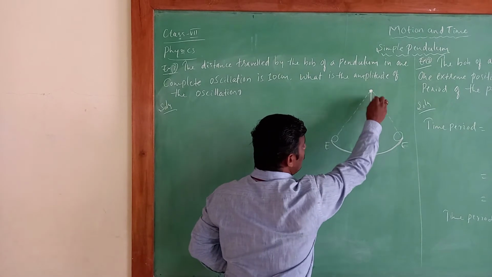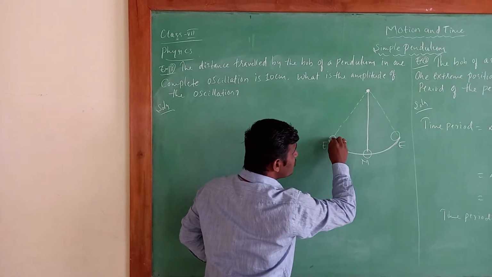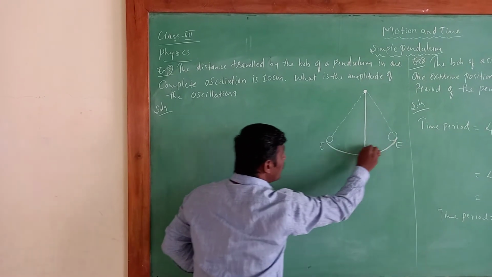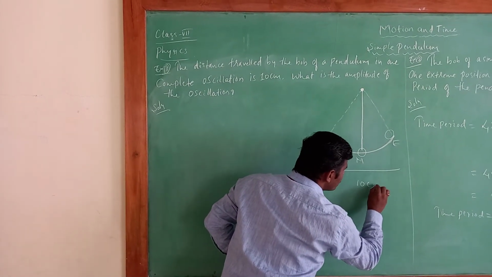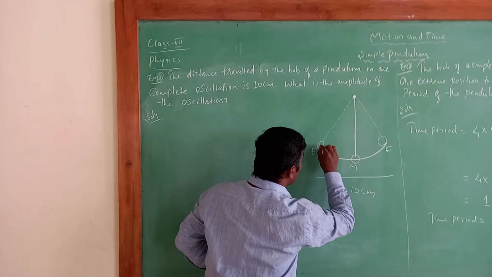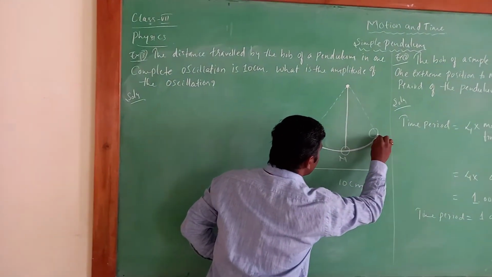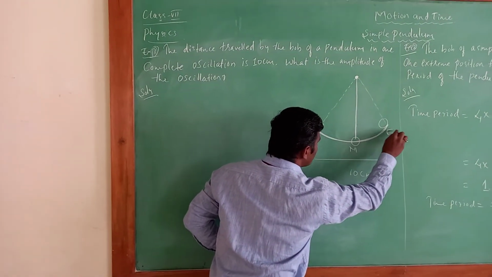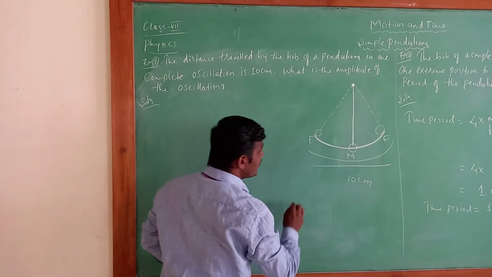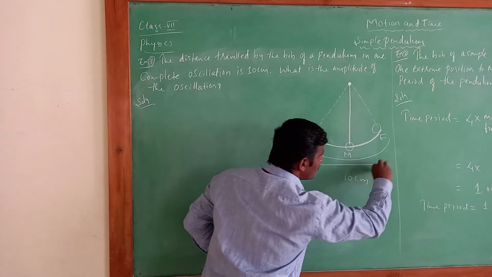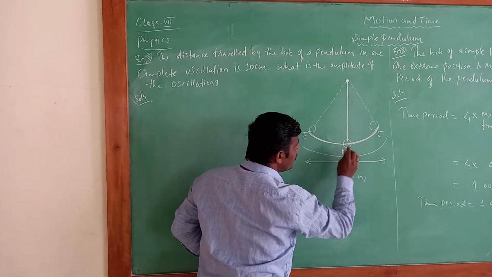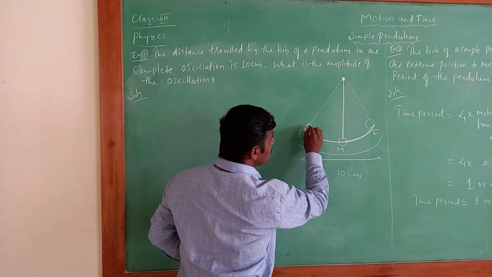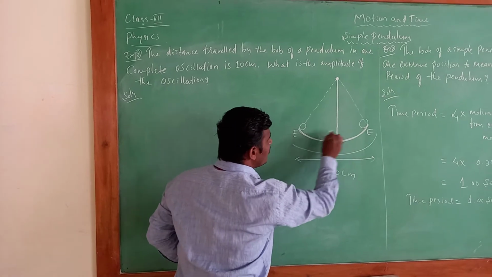So to complete one oscillation, the pendulum has to go here, then again come back here. So the total distance is how much? 10 centimeter, not just this much distance from here to here, but then again it is coming back. So this total distance is 10 centimeter, right? So from here to here, how many centimeter will it be? 5 centimeter. How? Because the same distance is there, that's why it is oscillating, right?